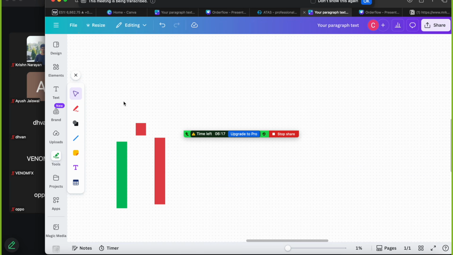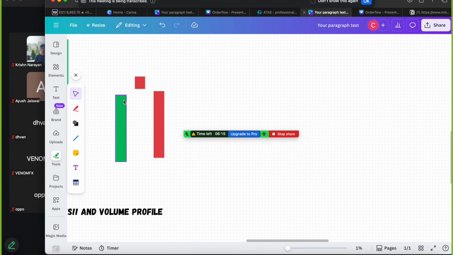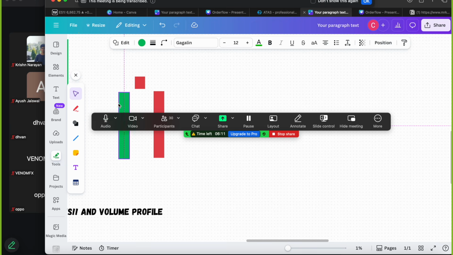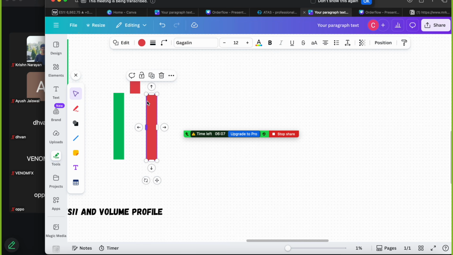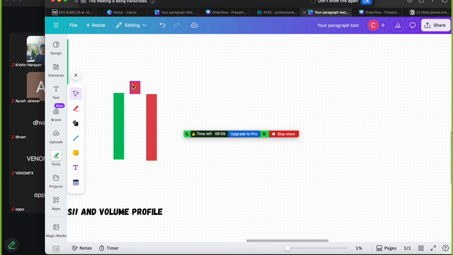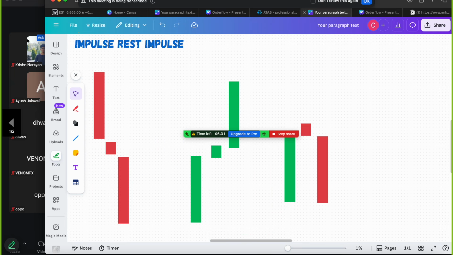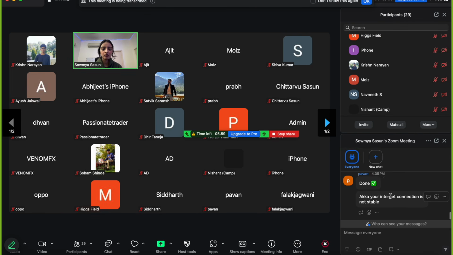Same way, if I change it like this, the small body candle can be red or green. It just needs to be a small body candle. It should not be an impulsive move. So if it's like this, big green candle, impulse, rest candle red, impulse candle red. Impulse, rest, impulse. Are these patterns clear?